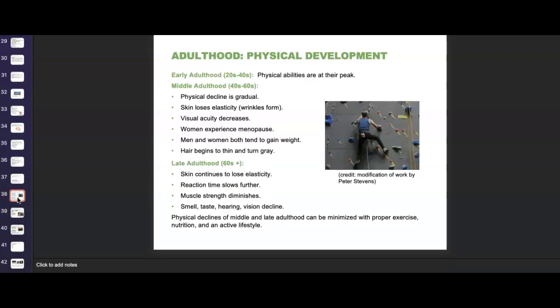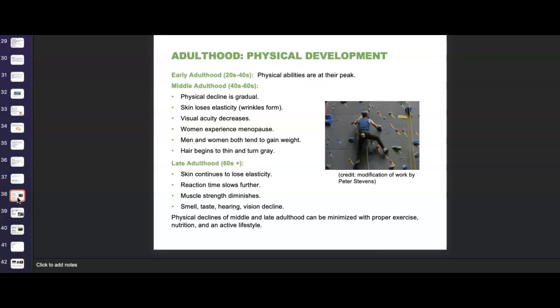After emerging adulthood, you have adulthood. Now, the physical development in adulthood from the 20s to 40s, your physical abilities are typically at their peak from 20 to 40 years old. Middle adulthood, which is your 40s to 60s, you begin to see a physical decline, which is gradual. Your skin loses elasticity, wrinkles begin to form, visual acuity decreases, so your vision might get worse and you might have to get glasses. Women might begin to experience menopause. Men and women both tend to gain weight. Hair begins to thin and turn gray.